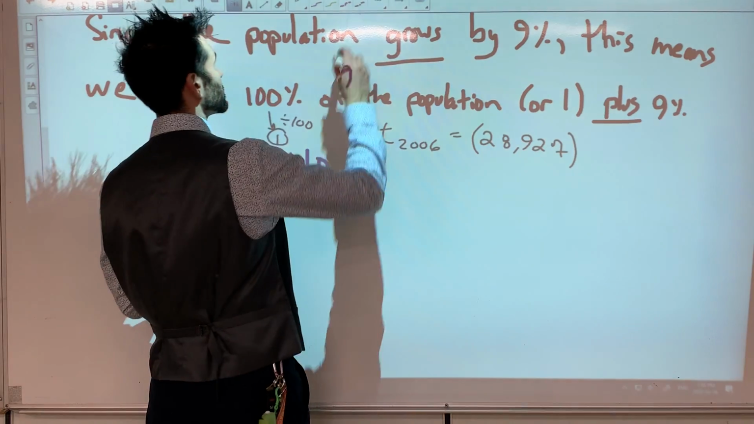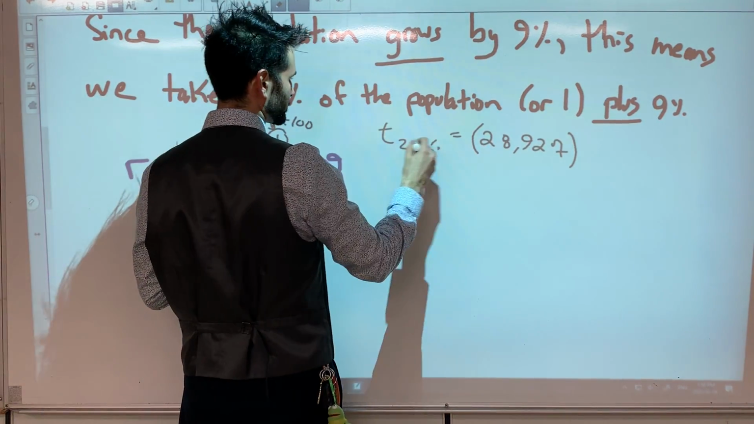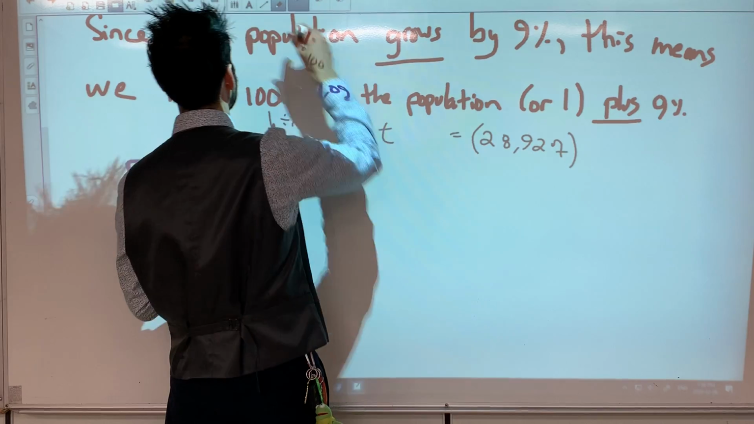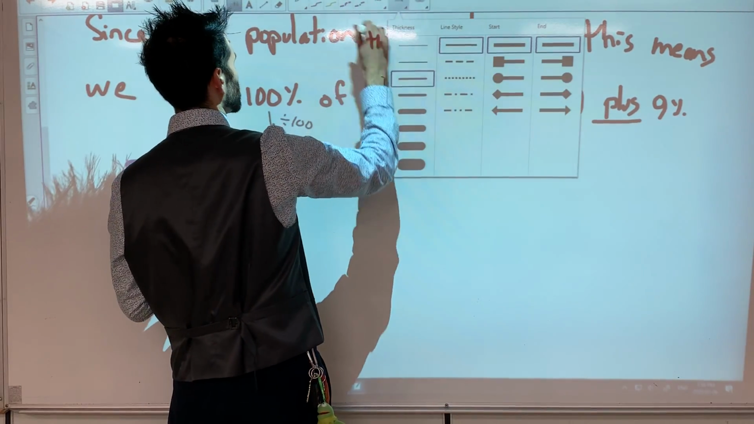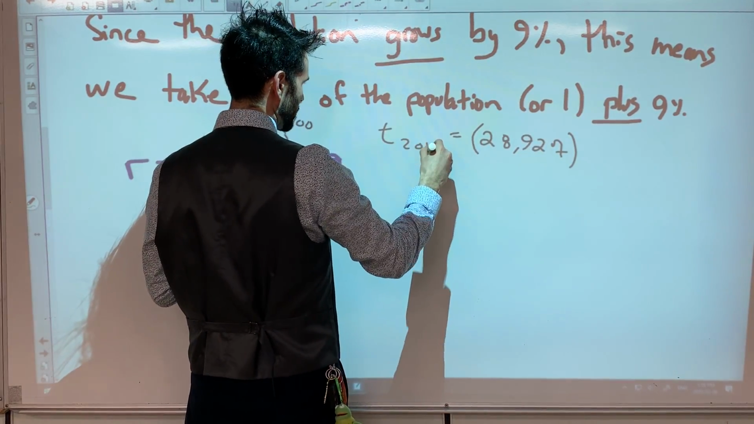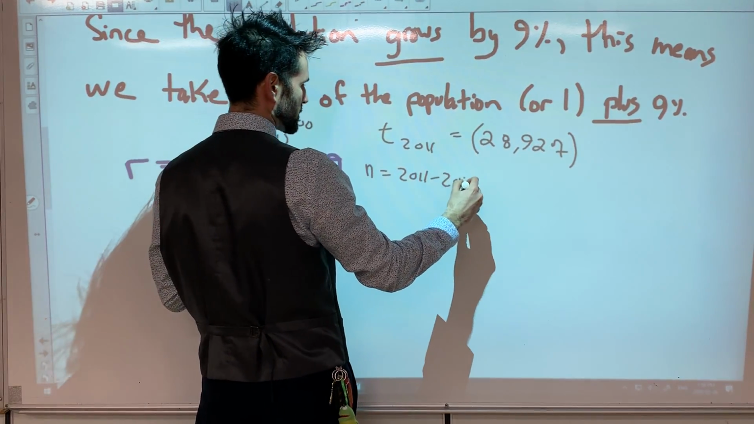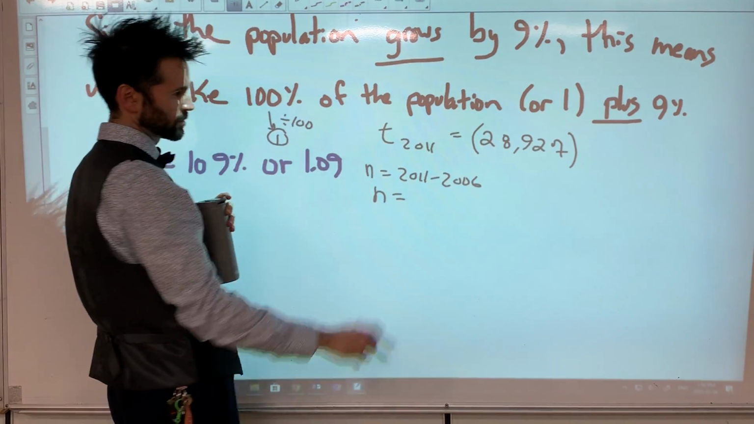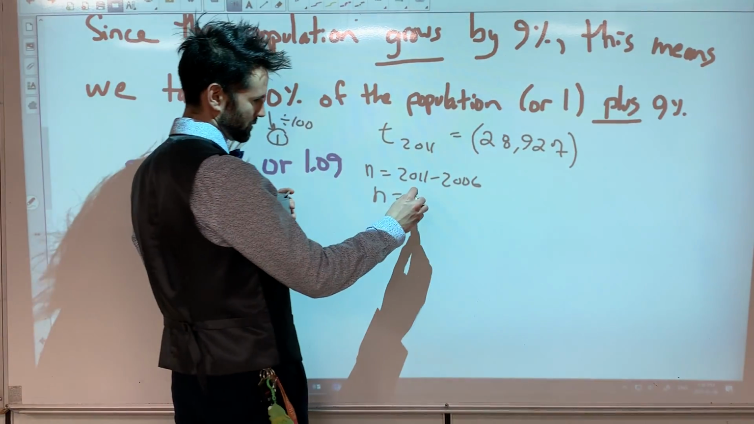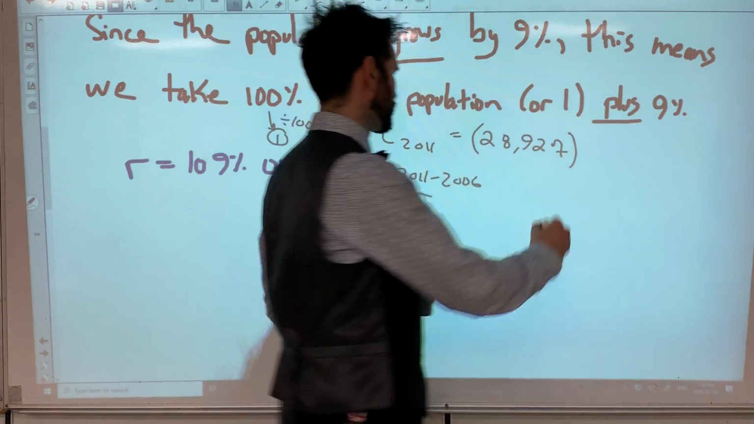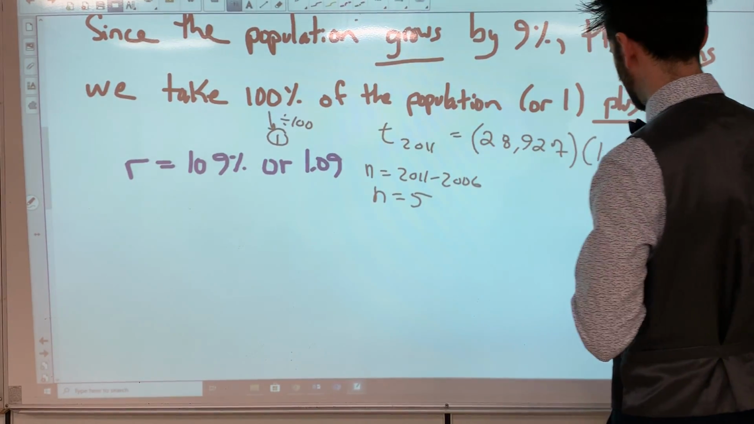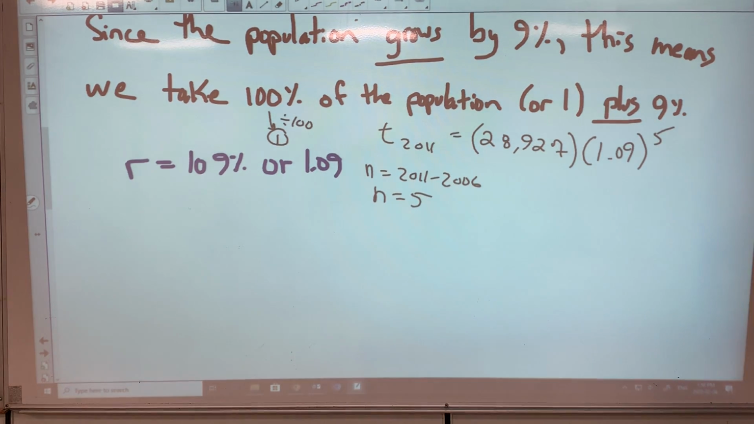Oops, we're not finding 2006, we're finding 2011, aren't we? It says find the population in 2011. So I'm going to call this term 2011. And now how am I going to find my n? You can just go 2011 minus 2006, and you'll find out how many terms are between there. Is it 5? Yeah. So the rate is 1.09 raised to the power of 5. If someone wants to get an answer for me, I got 44,508.